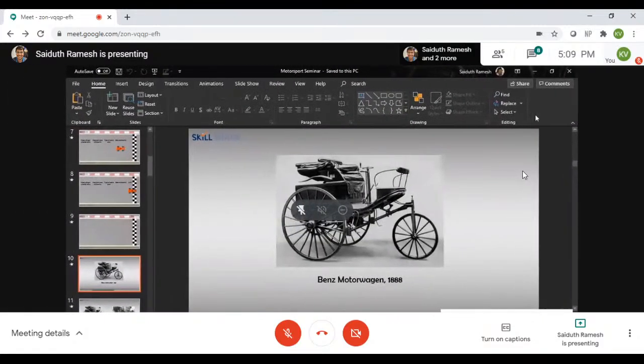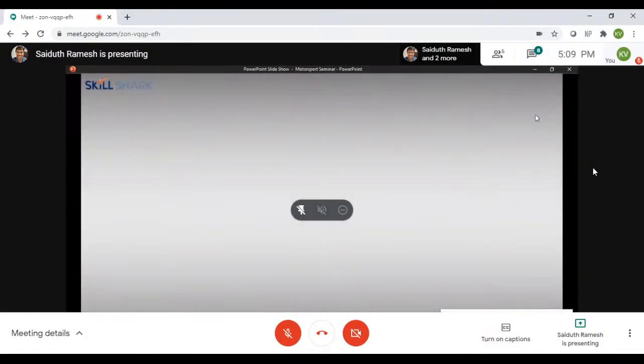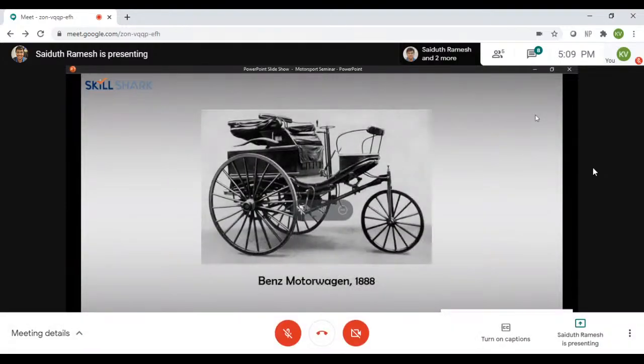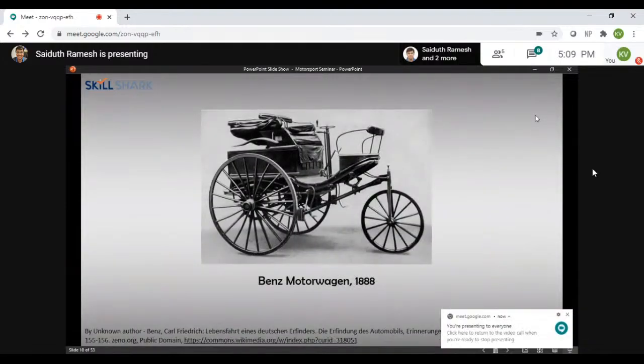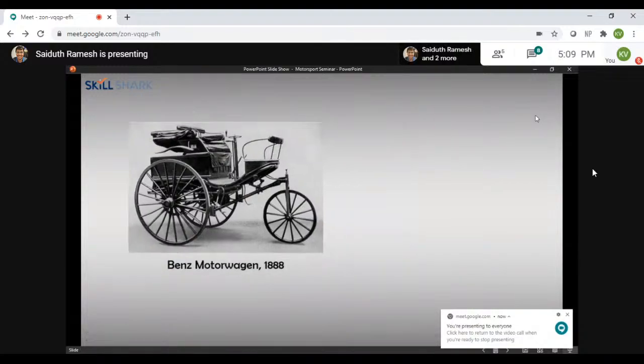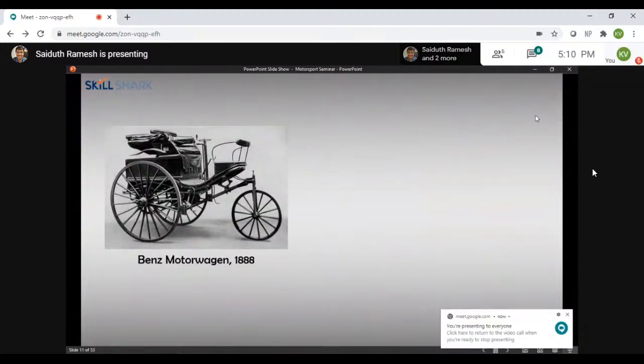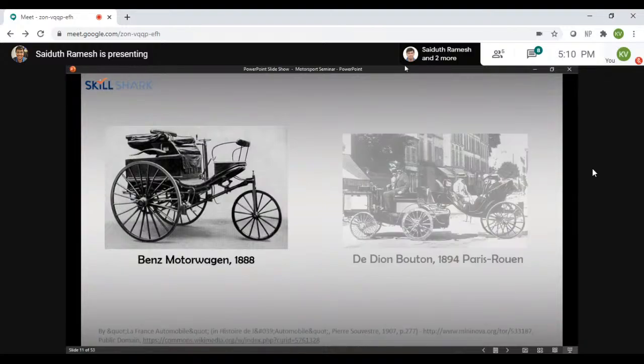Yeah, so let's start. This is the Benz Motor Wagon. It was created in 1888. This car had a very paltry 0.7 horsepower for the entire vehicle, and it ran on a four-stroke engine. The top speed was 16 kilometers per hour. That tells you how slow the first ever car actually was.